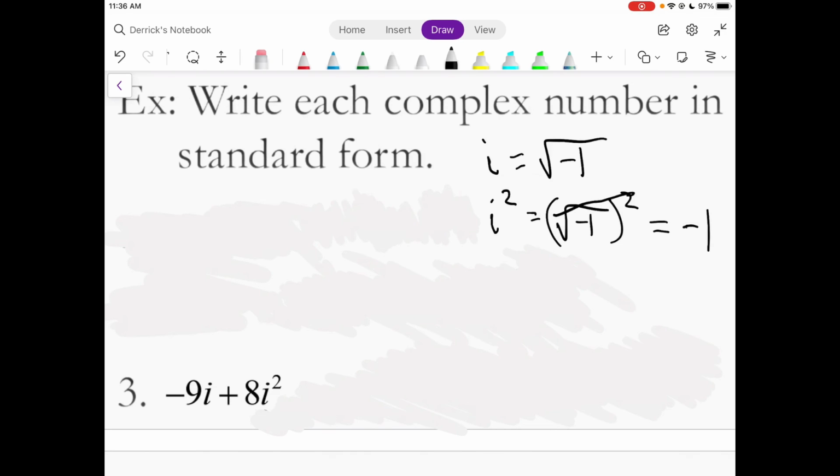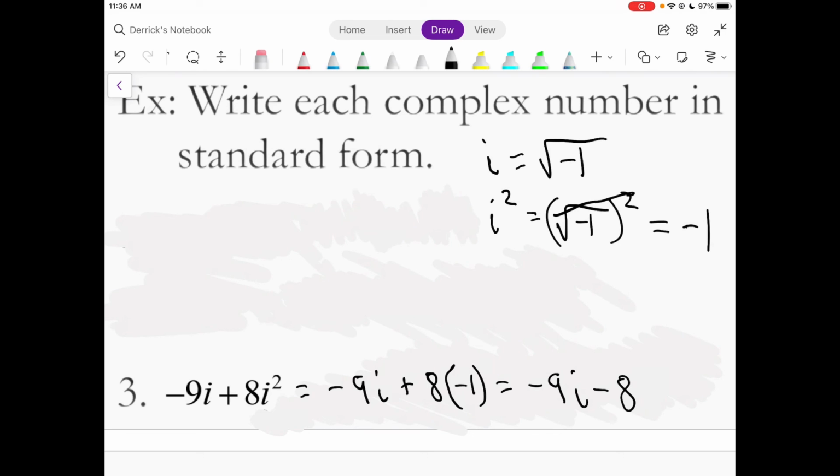First step then would be to change i squared to -1. So we'd have -9i, just rewriting that, plus 8, but instead of times i squared, it is now times -1. We know 8 times -1 would be -8, so we now have -9i minus 8. We are done simplifying here, but this is not a final answer.